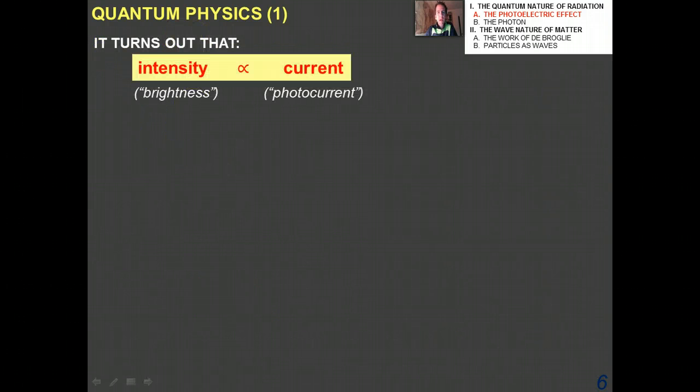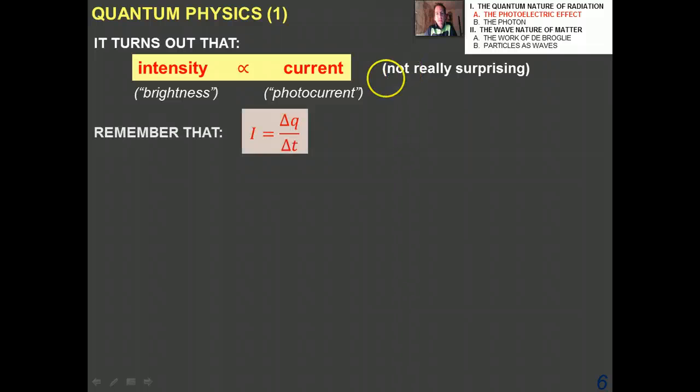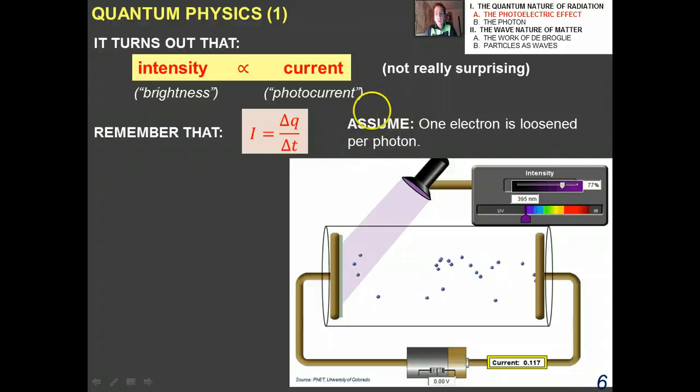It turns out that a couple of weird things happen. Actually, this one is not so weird: the intensity of the light is proportional to the current. Remember, intensity is brightness, and current is what we call the photocurrent. Really not that surprising. Remember that current is the charge per unit time, and in our analysis we're going to assume that one electron is loosened per photon. What I'm showing you in this little GIF is this relationship. I'm starting off at 100%, and as I decrease the intensity, you see how the current goes down, and that makes sense.